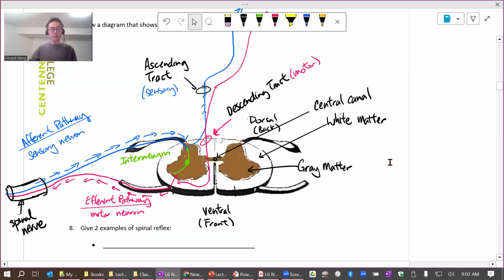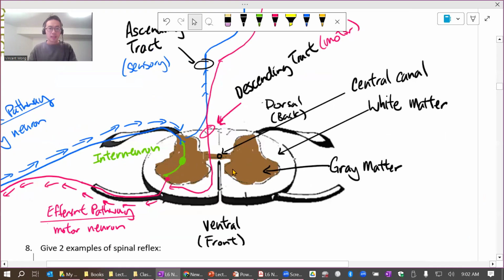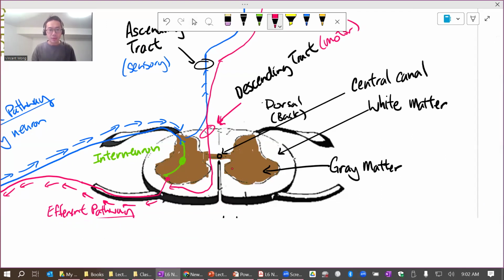Let's take a closer look here. Gray matter is the butterfly you see. Let me zoom in for you. So the interneuron is in the gray matter entirely. The sensory neuron, therefore, has to go inside the butterfly and make a synaptic connection with it, right? So that's why there is a portion of the sensory neuron in the gray matter. Similar story, the interneuron has to make a synaptic connection with the motor neuron. And so part of the motor neuron must be in the butterfly, must be in the gray matter.